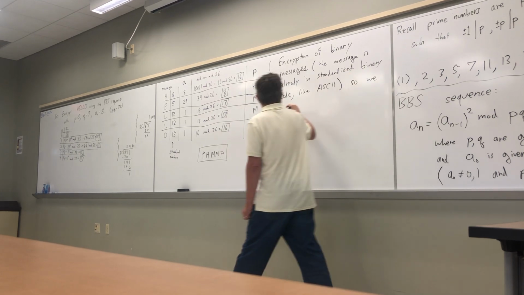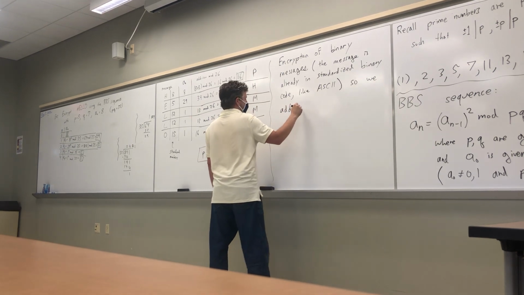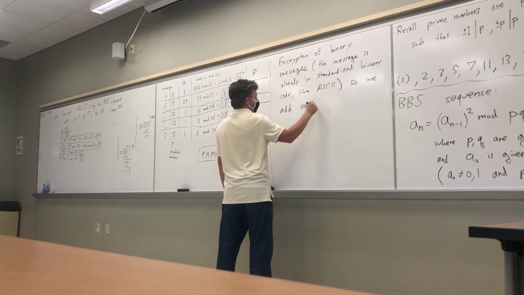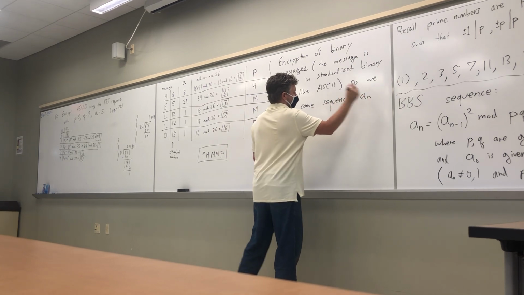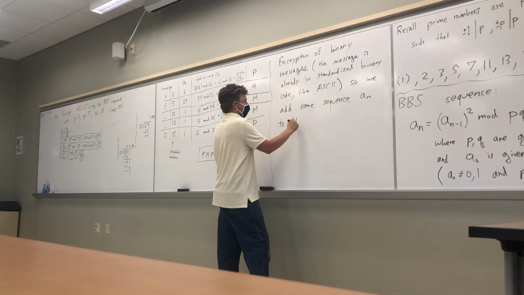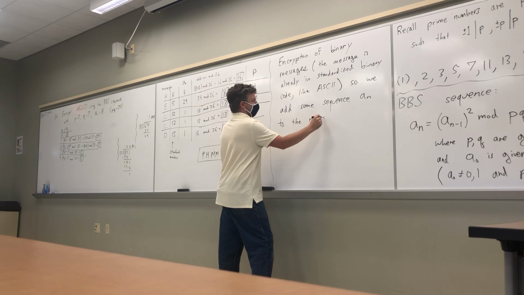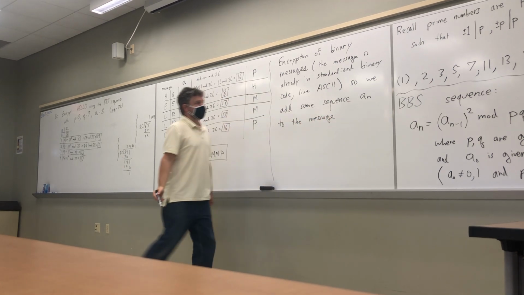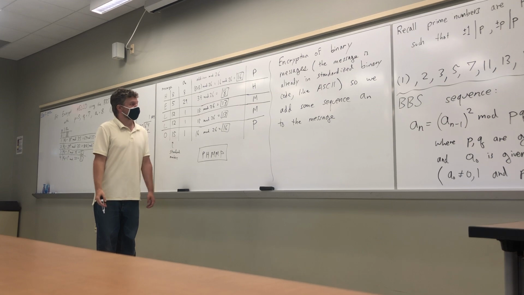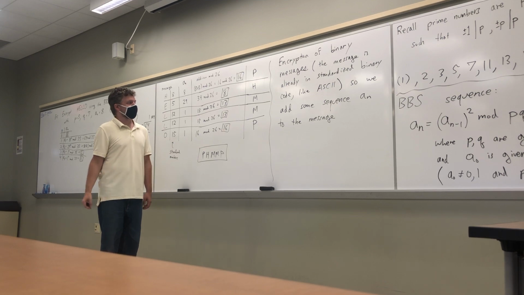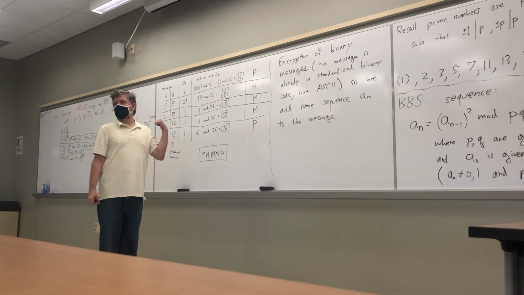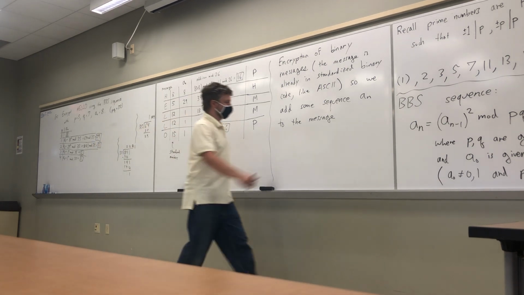We do the same thing. We add some sequence, a sub n, to the message. So it'll be another sequence, and any sequence that you want. It could be a one-time pad that I give you, or a formula where you calculate the terms in the sequence. And this time, though, you don't add mod 26, right? You add mod 2.